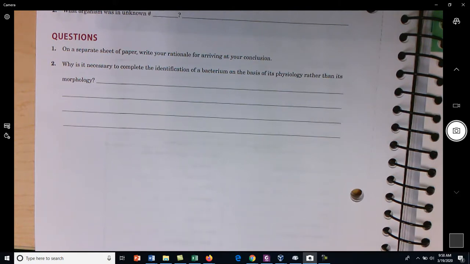I've got your lab notebooks. Don't worry if I don't get it done today. Don't worry about turning it in tomorrow.